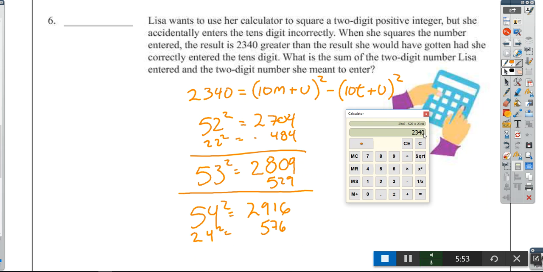And there we go. So I know the two numbers are 54 and 24, and it's asking for the sum of the two numbers. So I add those together and I get 78. That one, I think, is the hardest problem to do.